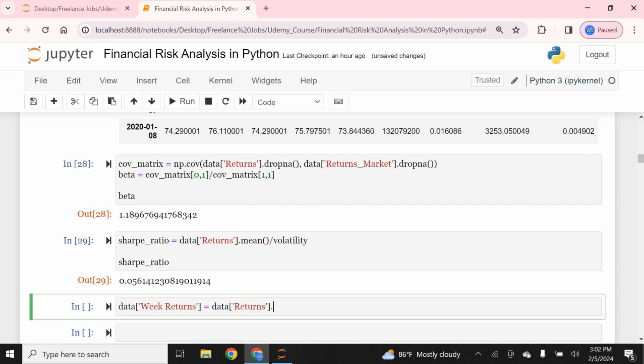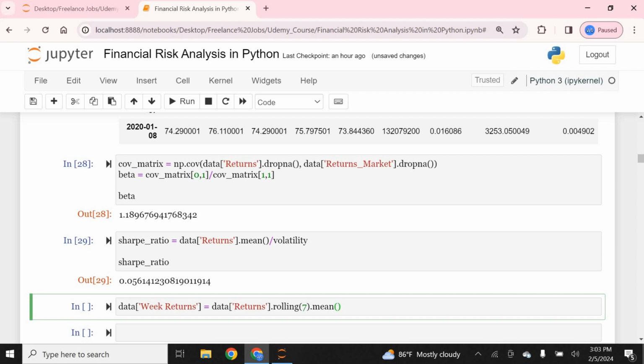Weekly returns dot rolling. We're going to be using the moving average. I have already created a video on how to do moving average in Python. If you have not watched that video, you really need to know how to do moving average, because as a data analyst, you're going to be using that very often. So dot mean, that is, take the mean of the returns per week.